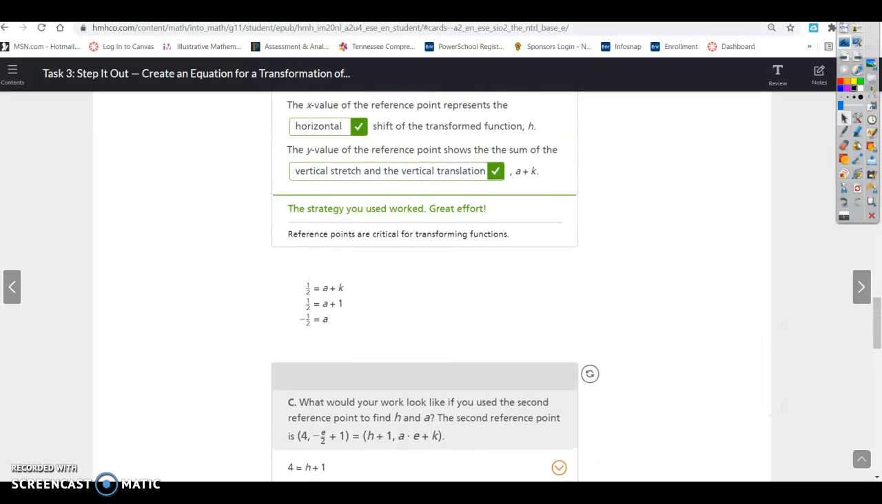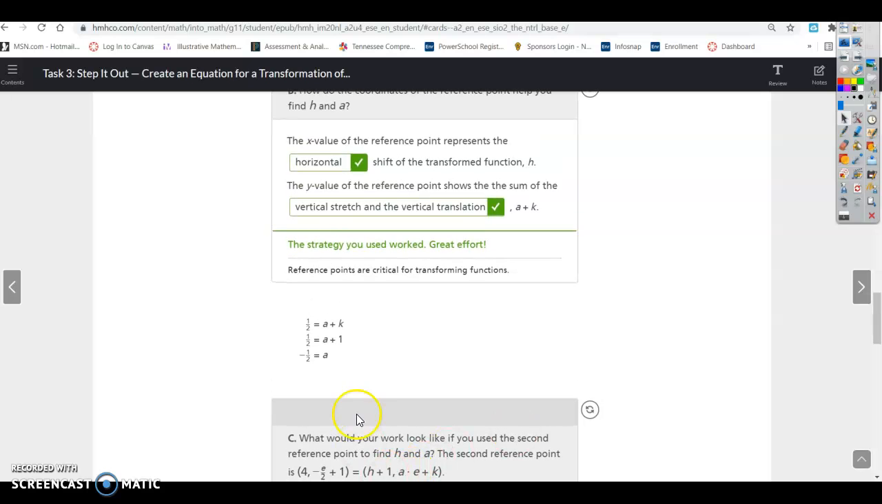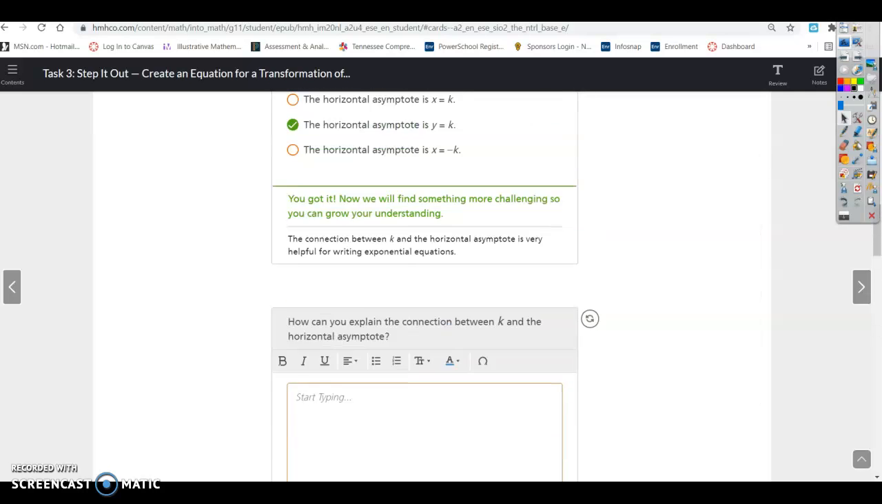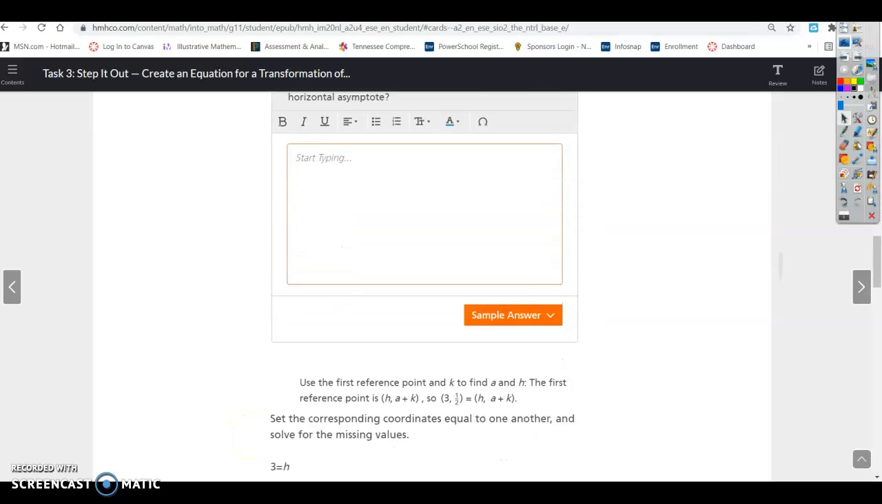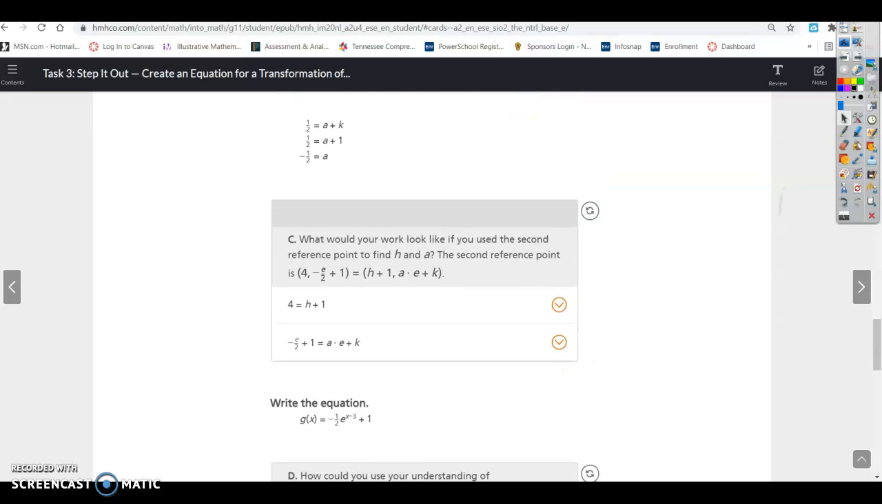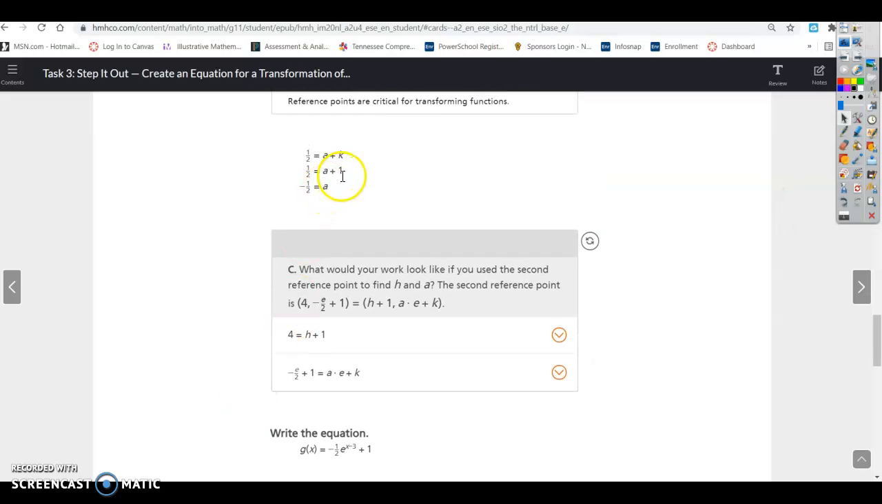All right. And again, what they did to find a, we already knew that k was equal to 1. Okay, again, that's from the graph. We know that the asymptote is equal to k. So y equals 1, k equals 1. So given that k equals 1, we can just plug that in to find a. So a plus 1 equals 1/2. Subtract 1 from both sides, you get negative 1/2.